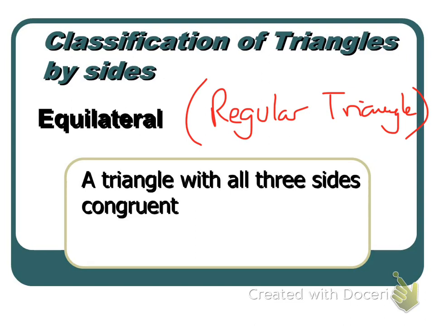Okay? Now, a right triangle can be isosceles, right? A right triangle can be scalene. Can a right triangle be equilateral? No, because equilateral triangles have to have 3 congruent angles, which means every angle of an equilateral triangle is equal to what? 60 degrees. Okay, so just kind of keep that in mind. A right triangle can be isosceles or scalene, but a right triangle cannot be equilateral.